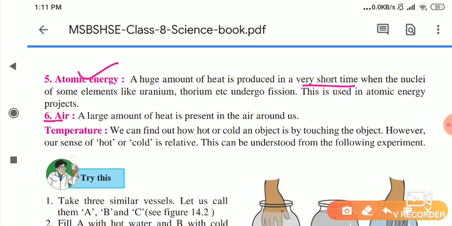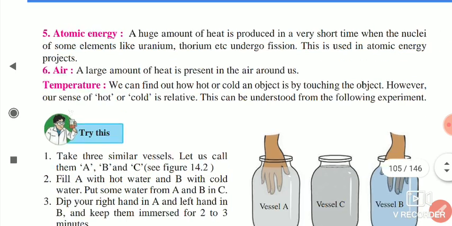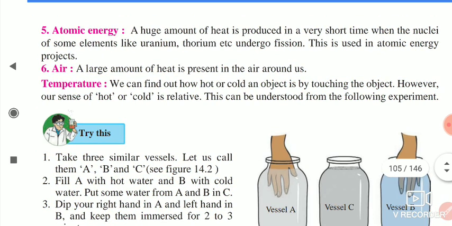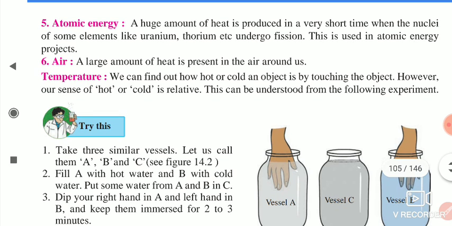Next, the sixth point is the heat in the air. A large amount of heat is present in the air around us also. As we know, in the summer season, when we are sitting nearby the road, we feel the hot air touching our body, and the opposite thing happens in the winter season, when we feel the cold air. So an amount of heat is also present in the air too.